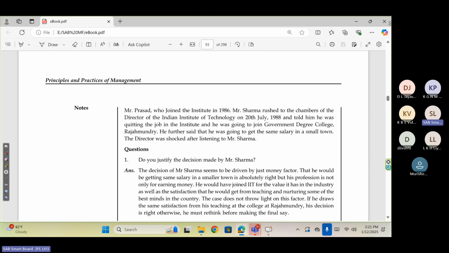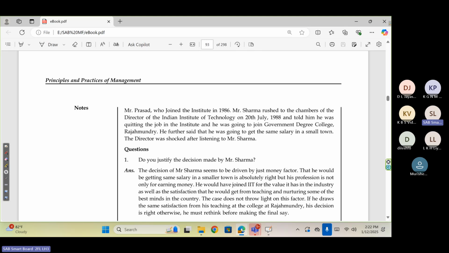Then Mr. Prasad also joined the institute in this year. Then Mr. Sharma rushed to the chambers of the director of the institution and told him he was quitting the job, leaving the institution, and going to join another government degree college in the countryside, Rajamandra. He further said that he was going to get the same salary in a small town there. The director was shocked after listening to Sharma's decision.